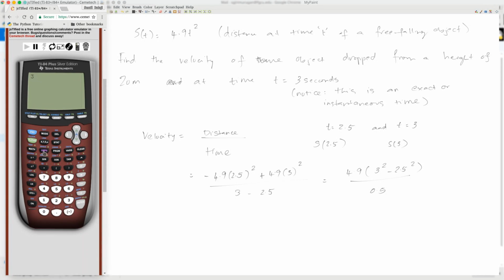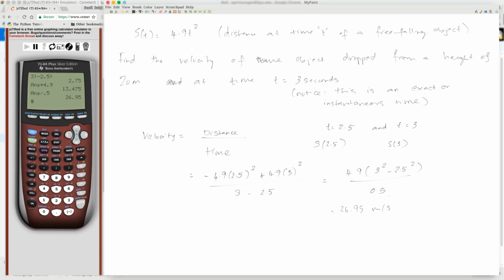3 squared minus 2.5 squared times 4.9 divided by 0.5. That gives me a velocity of 26.95 meters per second.